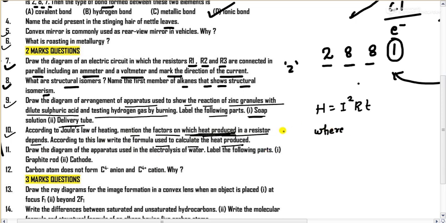So what is H? H is the heat produced. And what about the other parts? R is the resistance of the conductor. T is the time for which current is supplied to the conductor. Got it, guys? So this is the formula. Now the factors, how are you going to write? You can write like this.